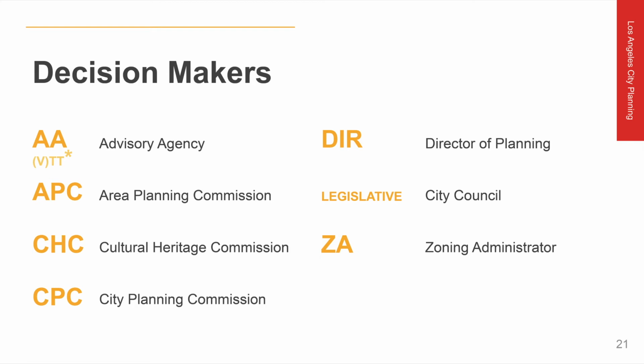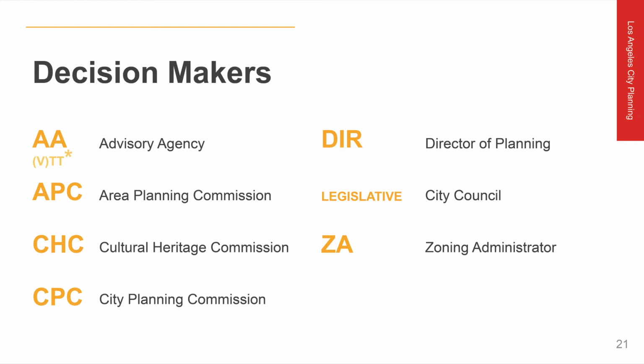They're typically regarded as quasi-judicial decision makers because they investigate, conduct hearings, and issue determinations. These types of cases can include the consideration of conditional use for alcohol, as well as zone variances, such as a project requesting a reduction in parking spaces below the number required by the code.